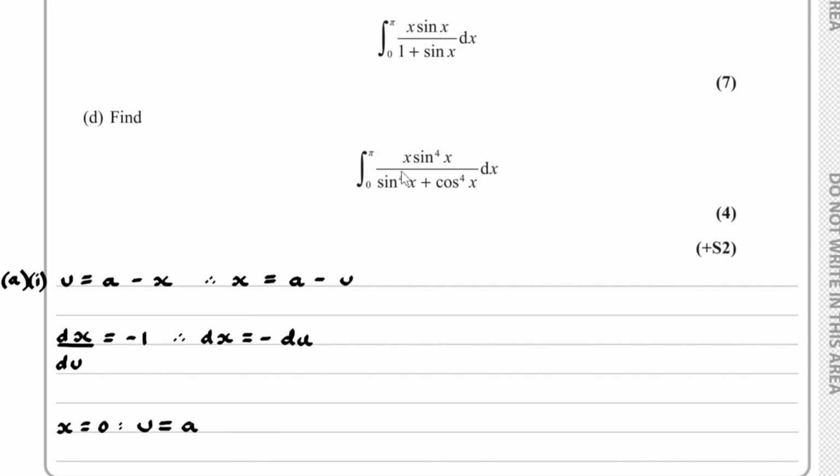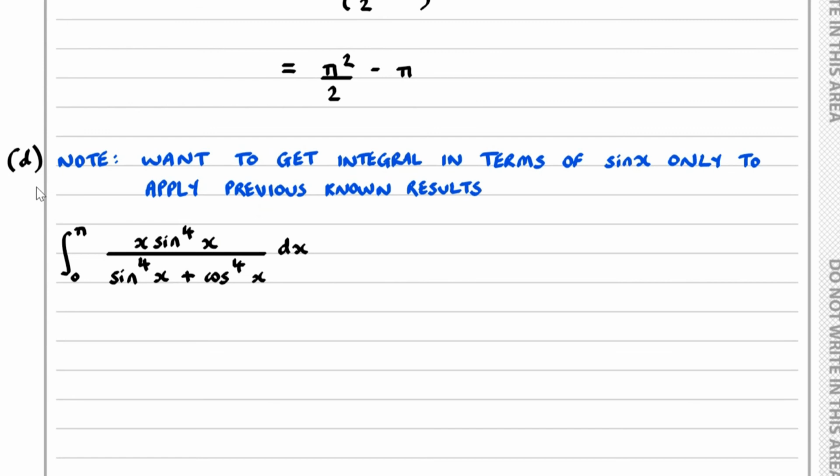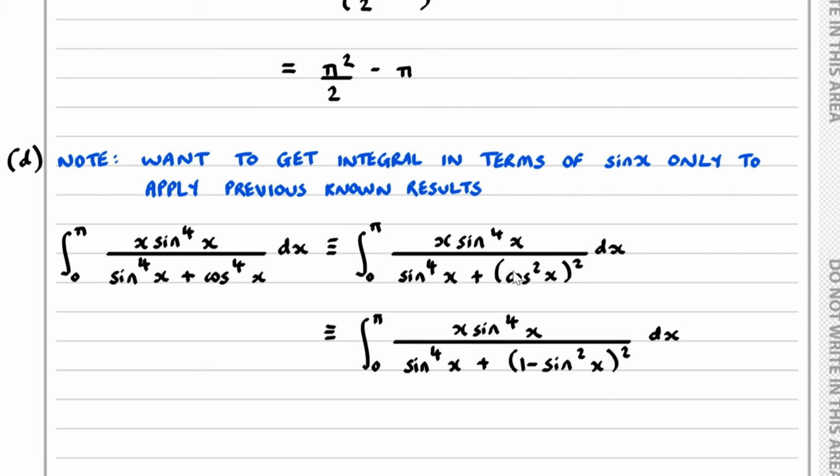Now we have to find for part D the integral of x times sin x to the 4 over sin x to the 4 plus cos x to the 4 with respect to x between 0 and pi. Now, for this part, we want to get the integral in terms of sin x only to apply previous known results. So we've got our integral over here. And for us to write this in terms of sin x only, well, the cos x to the 4, I can rewrite as cos x squared squared. And I know that cos squared x is 1 minus sin squared. So I replace the cos x squared with 1 minus sin x squared.